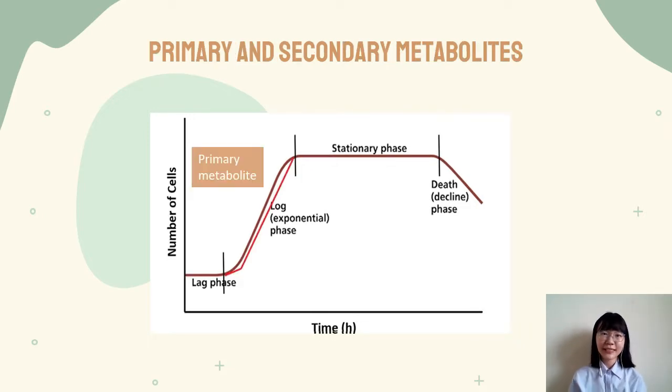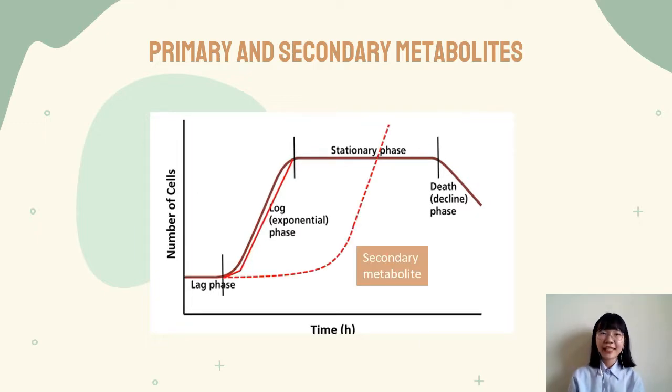Next, I'm going to present about the primary and secondary metabolites. Metabolites are the products of metabolism. So during the different phases of growth, microorganisms produce different metabolites. Primary metabolites are produced at log phase, which is the exponential phase. The red line indicates the synthesis of primary metabolites. The dashed line indicates the synthesis of secondary metabolites, which usually begins at the end of the log phase and stationary phase.